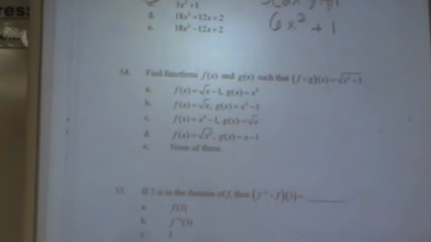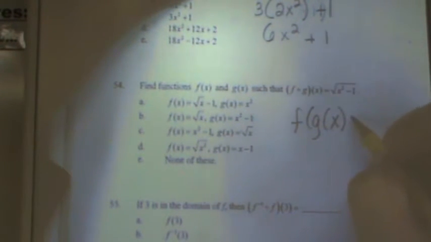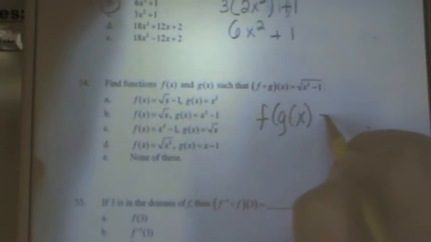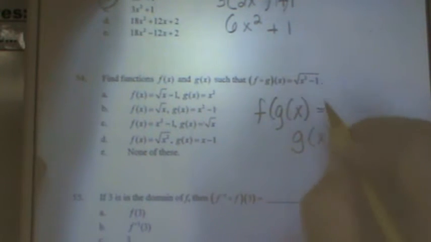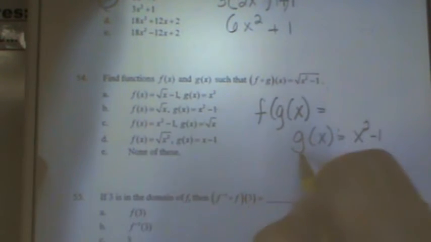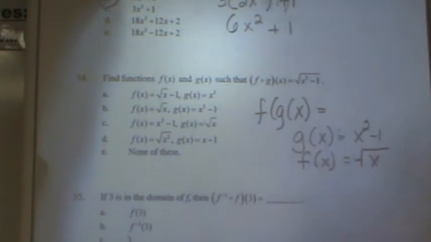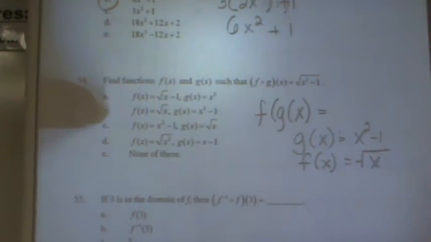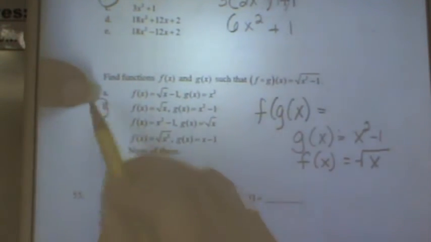Number 54 is a splitting problem. So you want to do f of g of x. So we would want to call the g function what's inside of this radical, so x squared minus 1, and the f function would be the square root of x. So g of x would be x squared minus 1, and f of x would be the square root of x. So that would be b.